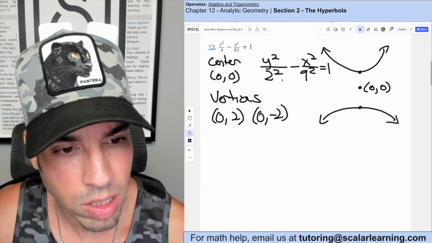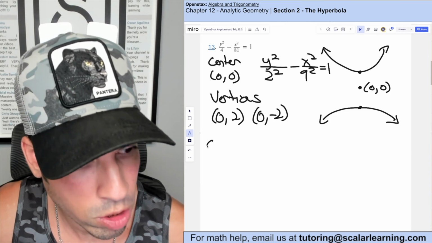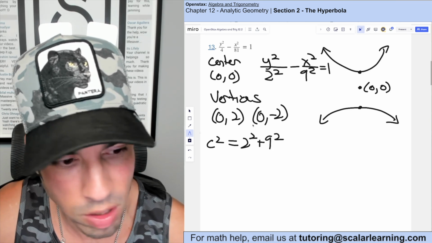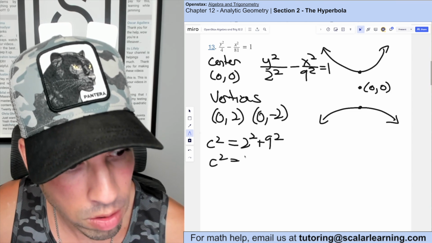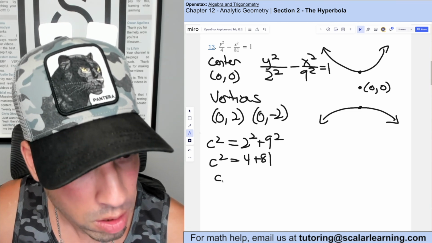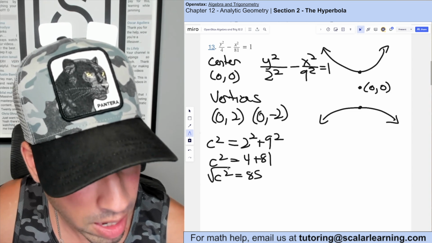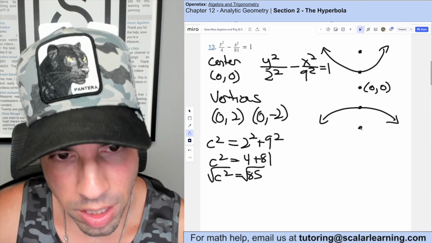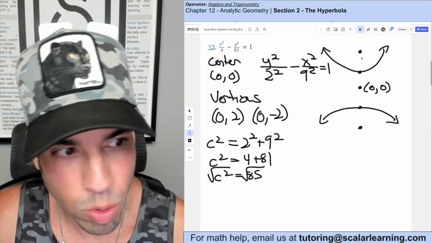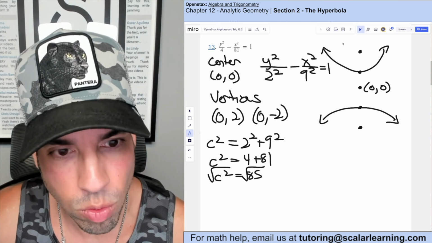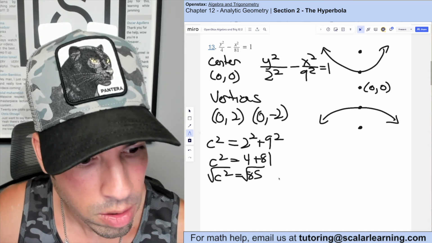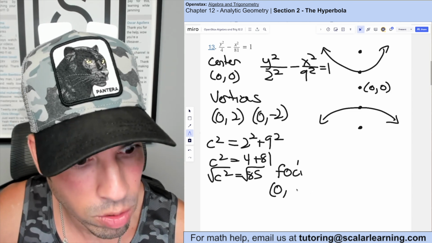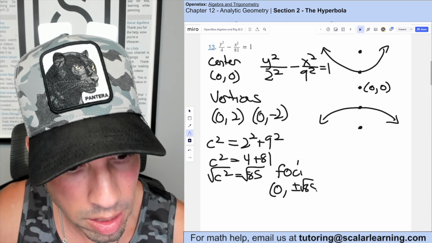And now to get the foci. To get the foci, I need to use my equation c squared equals a squared, 2 squared, plus b squared, 9 squared. And those are interchangeable, right? And then c squared is 4 plus 81. c squared is 85, aka c is the square root of 85. And again, the foci are going to be approximately here and here, right on the inside. So that means we're adding it again to the y value of the center, going up and down. So my foci will be, let's write it over here, at the x value staying at 0, and the y value is going to be plus or minus rad 85.